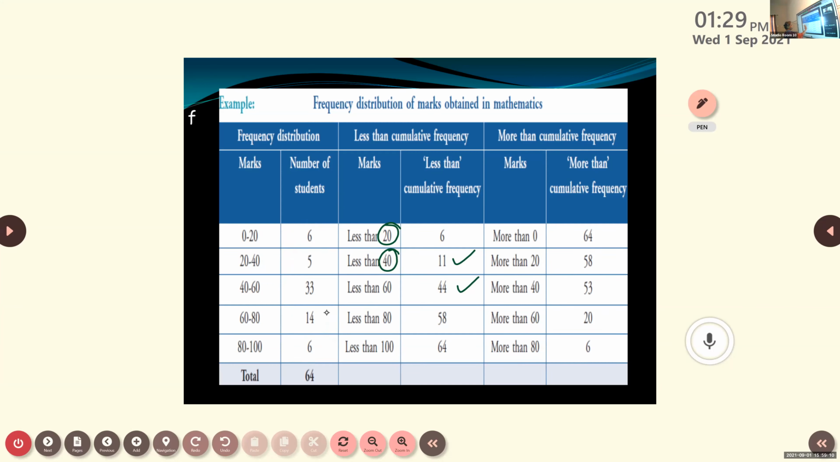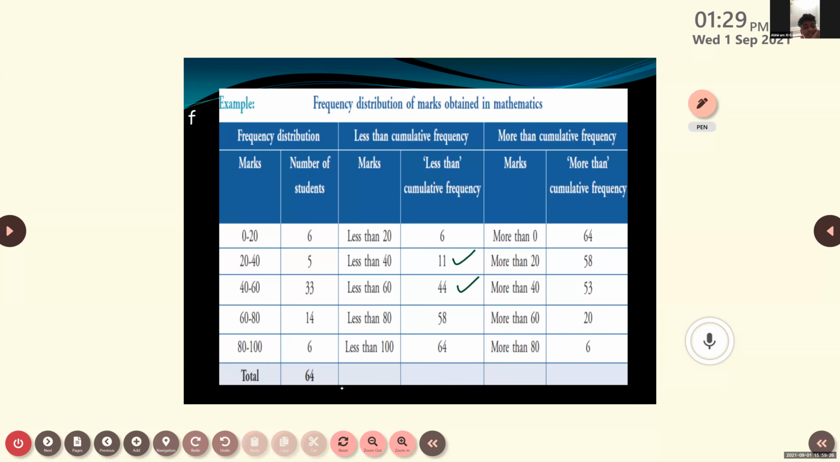Understood, everyone? Is there any difficulty in this? All of you got it? Okay. You tell, then only I can explain again. I said I got it. Okay.